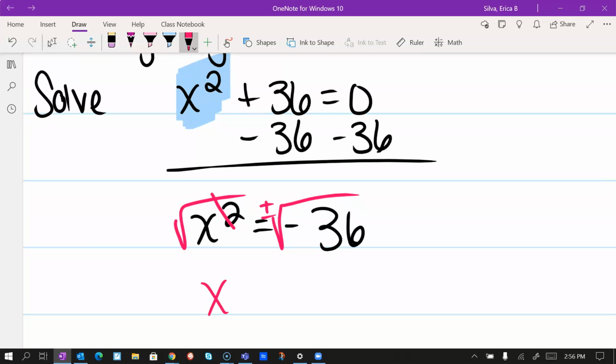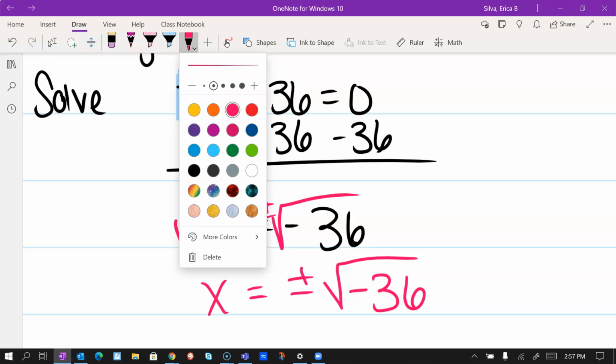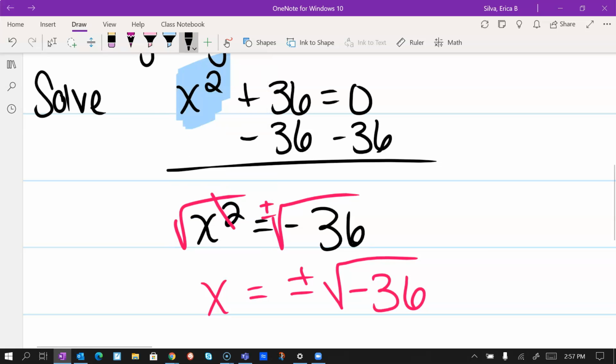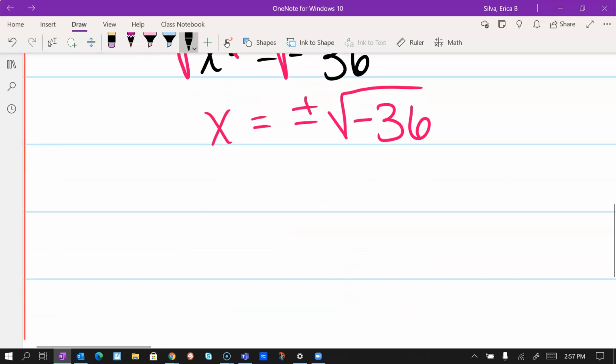So here we end up with x equals plus or minus the square root of negative 36. Now, if you were to put square root of negative 36 into your calculator, it would tell you that it's a non-real solution. But just because it's a non-real solution doesn't mean there isn't a solution. The solutions are just non-real or imaginary.